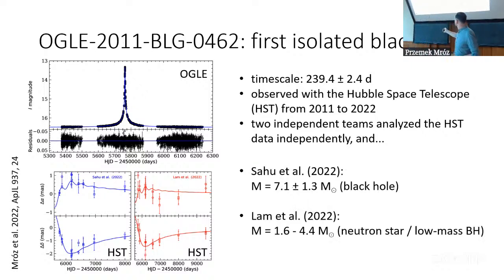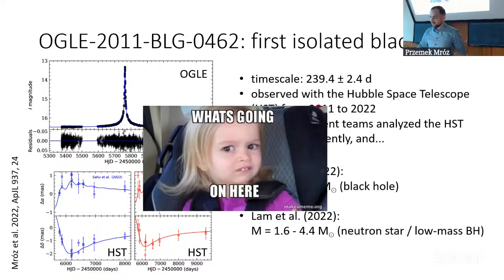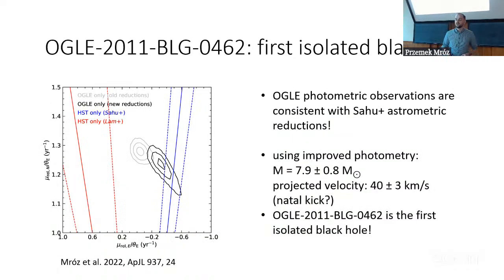Specifically, Sahu found that the lensing body had a mass of roughly 7 solar masses, so a black hole. But Casey Lam found that the mass of the lens was somewhere between 1.6 and 4.4 solar masses. So maybe a black hole, maybe a neutron star, who really knows? So there was some serious problem, and we wanted to try to understand what was going on. This is why Łukasz Wyrzykowski and Andy Gould started to look deeper into that event and try to understand why we had this discrepancy.